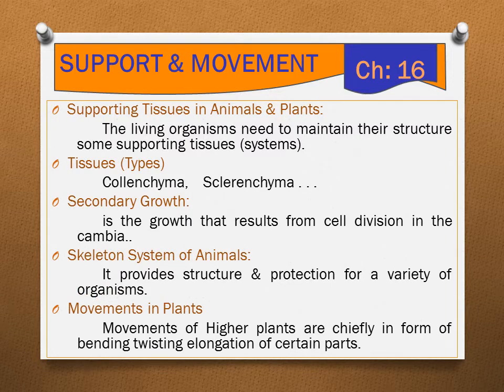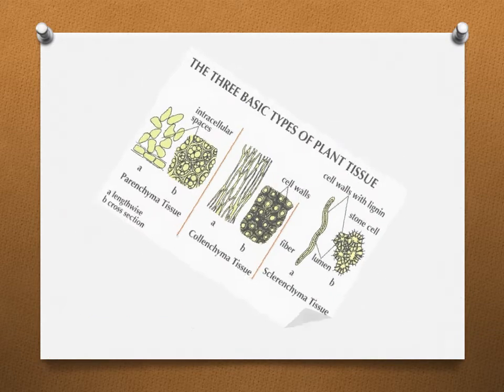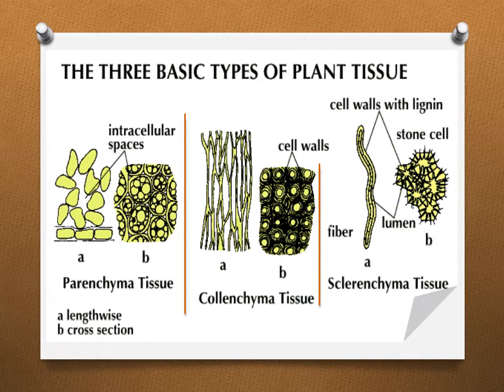The movements of higher plants are chiefly in the form of bending, twisting, and elongation of certain parts, and this movement is different from animals. The animals can change their place while the plants cannot. This is the diagrammatic representation of three basic types of plant tissue.